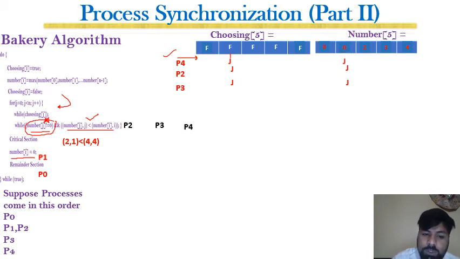And because P2, P3 and P4 were waiting in this step and constantly evaluating these two conditions, for example at this point P3 finds that number at J not equal to 0, this condition doesn't hold. Why? Because number at J means number at 1, and number at 1 shouldn't be equal to 0, but it is 0. It means that the condition is false, and if one part is false, then it will have to proceed. P3 will go ahead and move its pointers one step ahead.